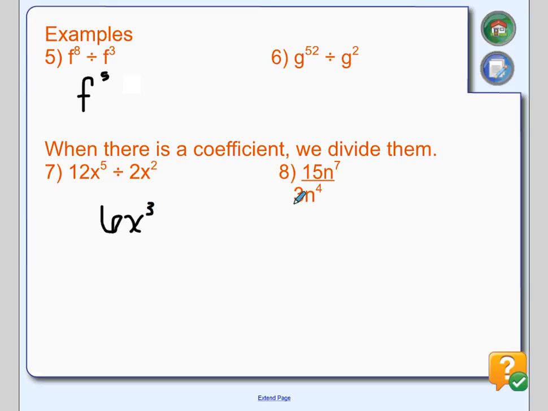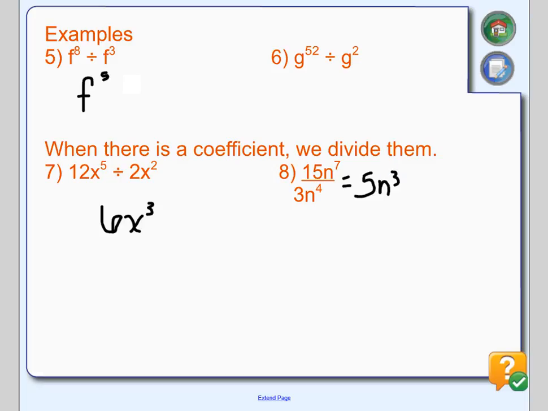You'll often see the problem in fraction form. For example, 15 n to the 7th over 3 n to the 4th. All you're going to do is simply divide or reduce. Sometimes it's not completely clean where it reduces into a whole number. 15 divided by 3 is going to get you 5. And then n to the 7th divided by n to the 4th, I'm going to subtract my exponents, so I'm going to get n to the 3rd.